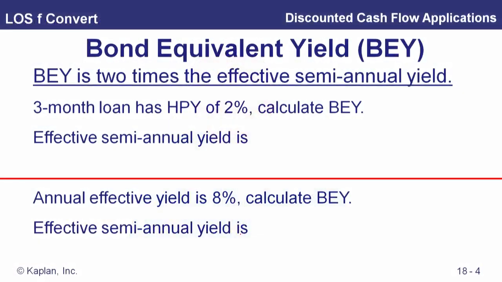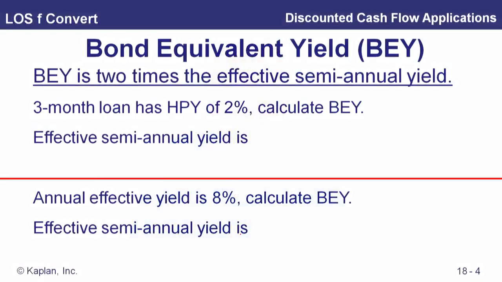Another term we need to know is the bond equivalent yield. Now it's given in quant here as 2 times the effective semi-annual yield. And this is because bonds, especially in the U.S., usually pay semi-annually. So we've got a 3-month loan. It's got a holding period yield of 2%. So that's our effective 3-month or quarterly yield. And we need to calculate the bond equivalent yield.